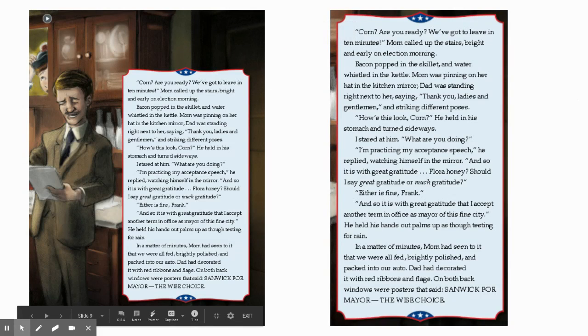Corn, are you ready? We've got to leave in 10 minutes, Mom called up the stairs bright and early on election morning. Bacon popped in the skillet, and water whistled in the kettle. Mom was pinning on her hat in the kitchen mirror. Dad was standing right next to her, saying, "Thank you, ladies and gentlemen," and striking different poses. "How's this look, Corn?" He held in his stomach and turned sideways.